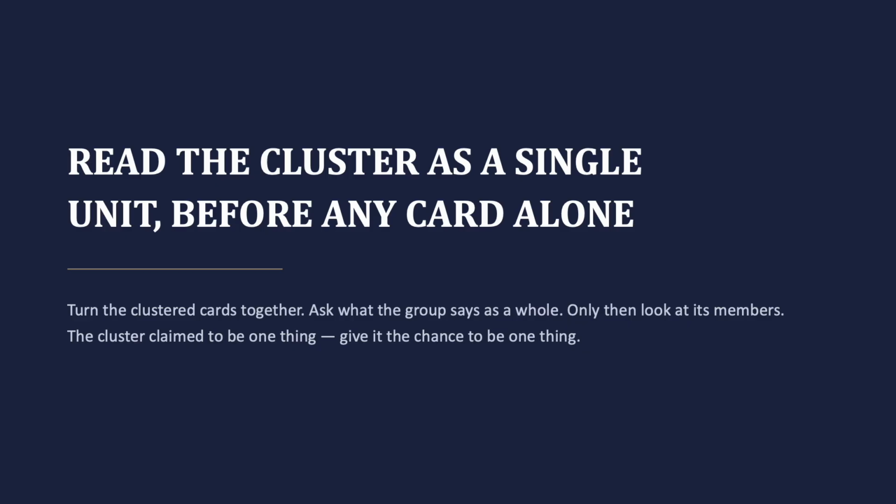There is also a practical reason. When you start with a single most striking card, that card colors everything you read afterward. The other two stop being independent information and become supporting cast for the story the first card started. Read the group first and you get one reading. Read the star card first and you get that card's reading twice more in echo.